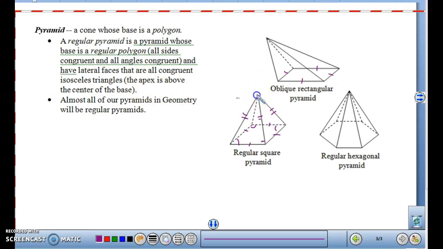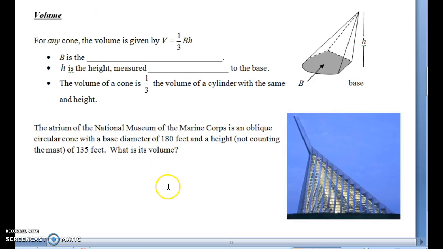And the apex is above the center of the base, so its distance is perpendicular around. So you can see that here on the hexagonal pyramid. It has all the sides equal on the base. This is a regular hexagon. All of the faces, 1, 2, 3, 4, 5, 6, are congruent isosceles triangles, and the apex goes to the center like this, being perpendicular. So that's the definition of a cone and a pyramid.